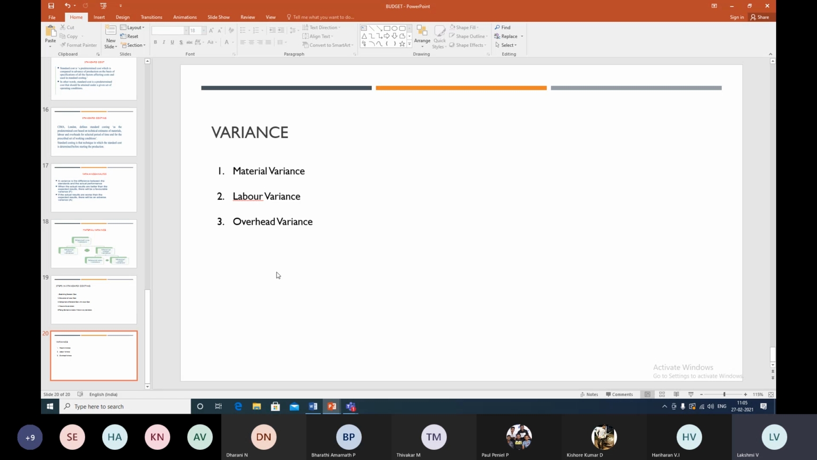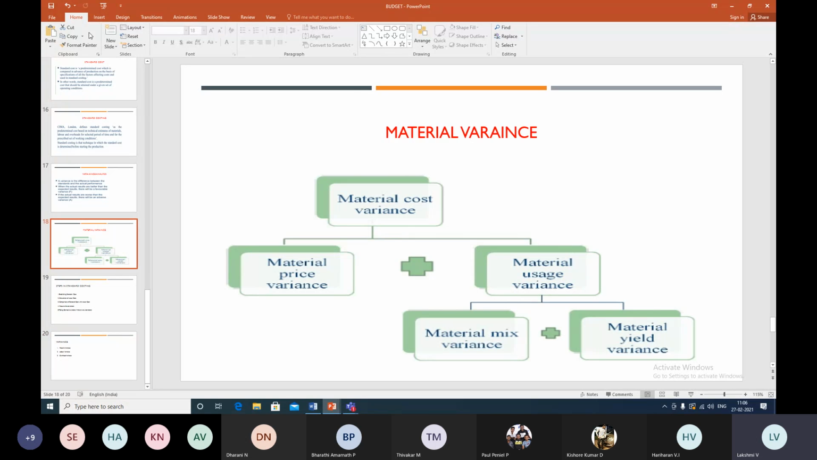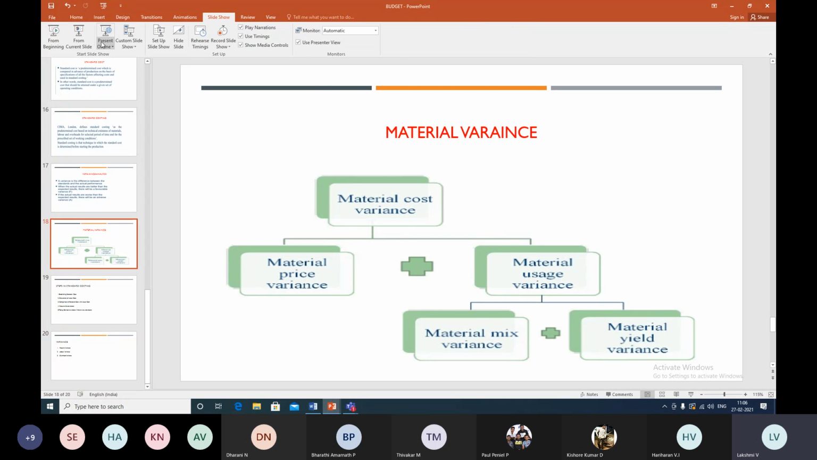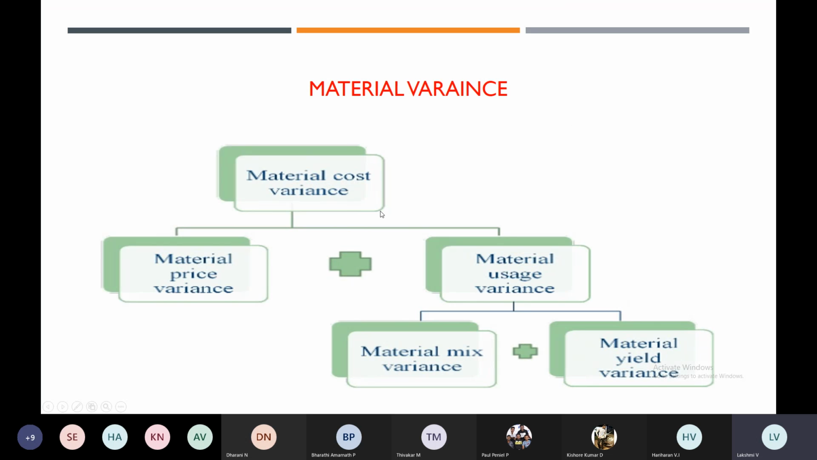Okay, so idhula problems, if you see material variance and labor variance, these two topics only we will be discussing about the problems. Okay, so problems, if you see, you will discuss on the material variance and labor variance, for which you have different formulas and you have to work it out accordingly. So first let us discuss material variance. So material variance, as we discuss now, material variance, if you see, the major heading is material cost variance.